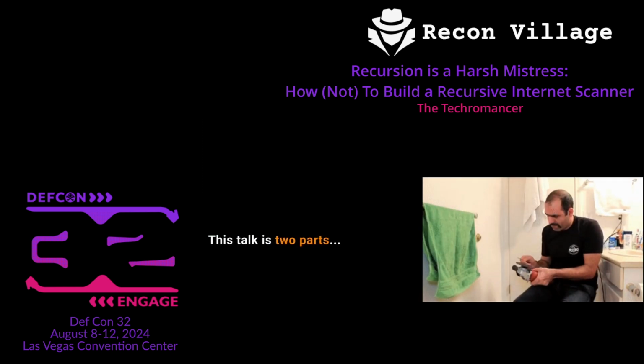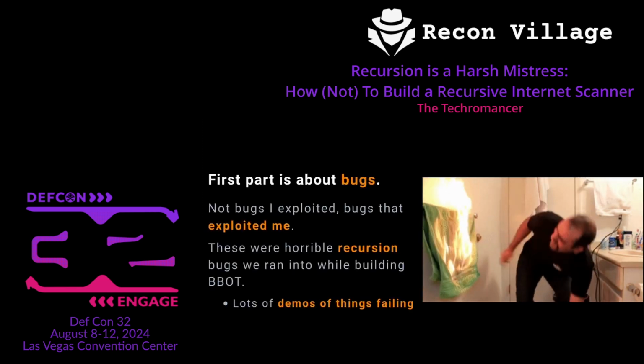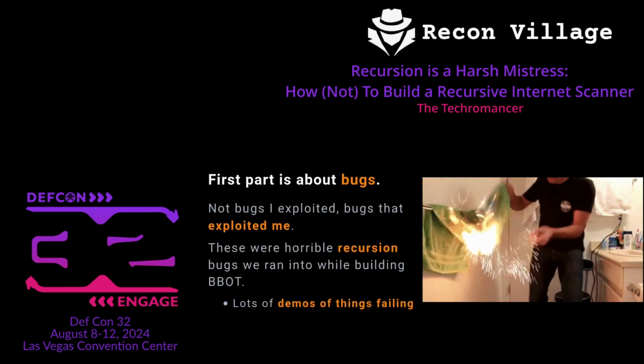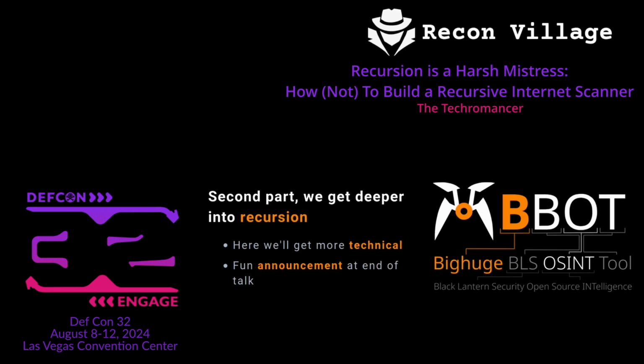This talk is mainly broken into two parts. The first part is dedicated to bugs. These are bugs not that I exploited, but bugs that exploited me. These were basically horrible recursion bugs that we ran into while building BBOT. There are lots of demos of things failing, kind of fun. In the second part, I'm talking more about the technical part of it, and then we have a fun announcement at the end as well.